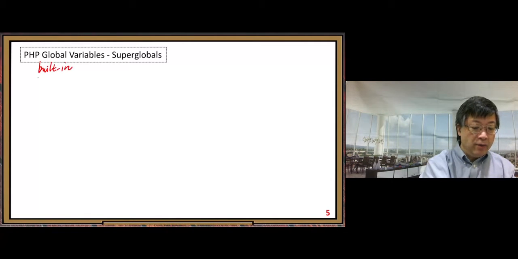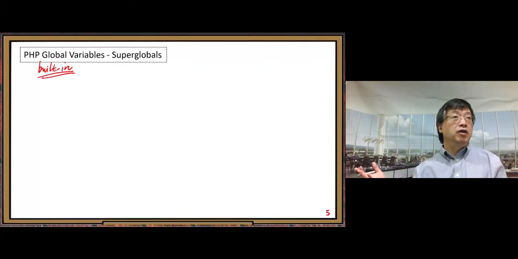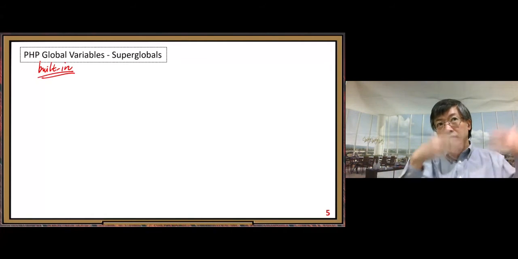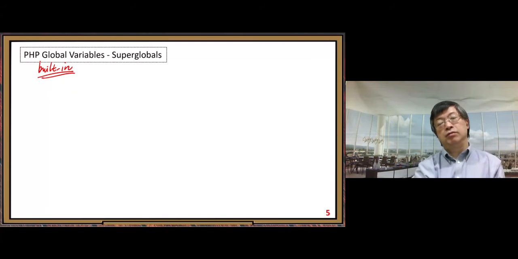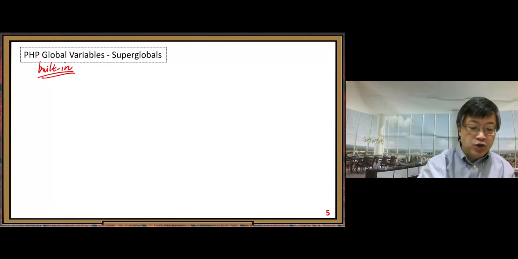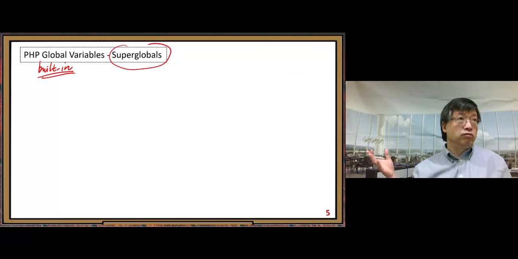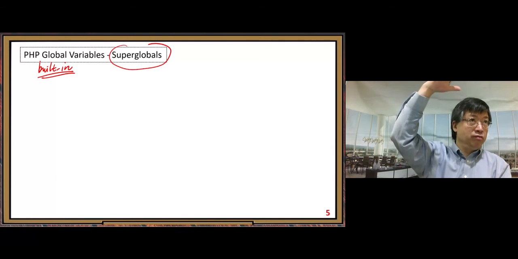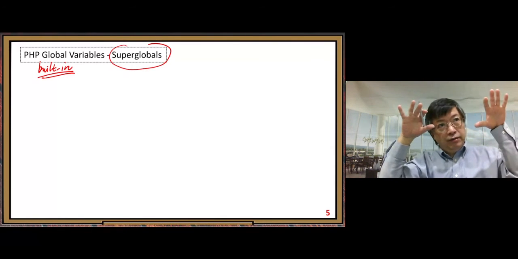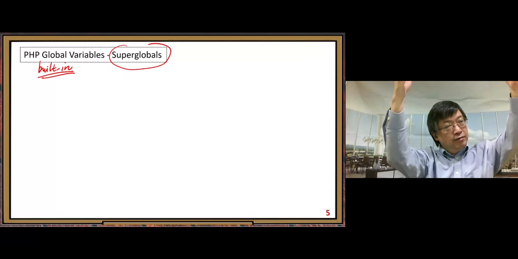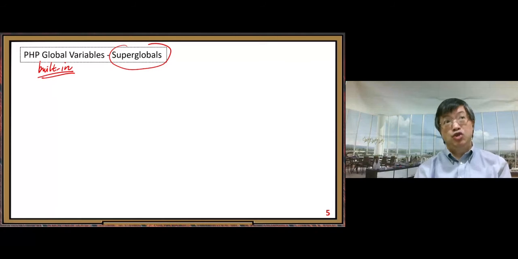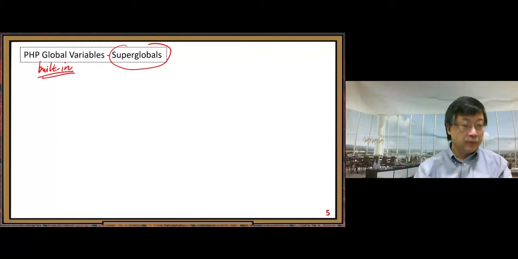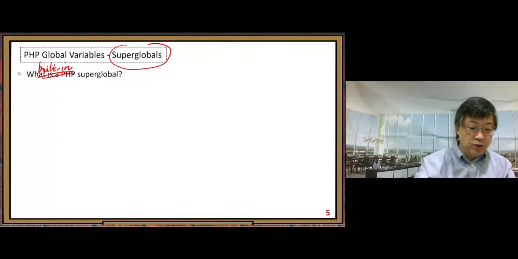Built-in global variables, so not defined by us, but defined by PHP, the programming language. They are called super globals. They have a higher status than other normal global variables. So what is a PHP super global variable?